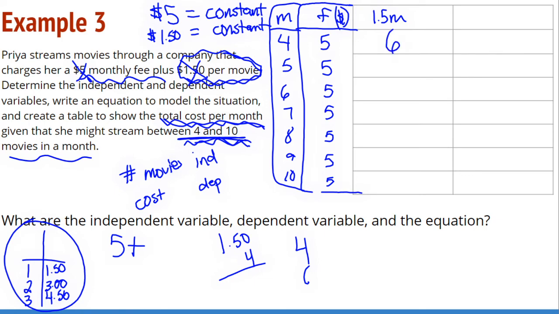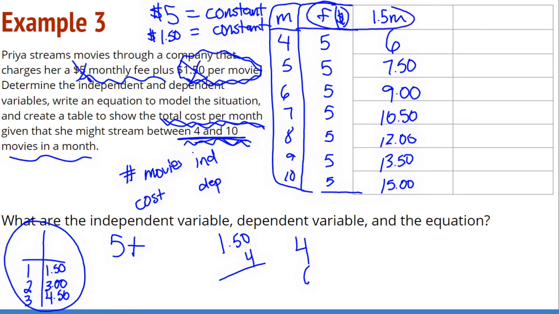And if I watch 5 movies, that's $1.50 more, so that's $7.50. And if I watch 6 movies, that's going to be another $1.50. And if I watch 7 and 8 and 9 and 10, and my total cost is going to be my flat fee plus this $1.50 per movie. So add these two things together.